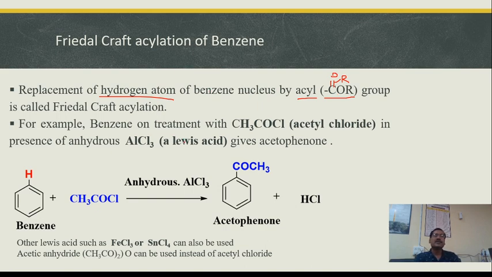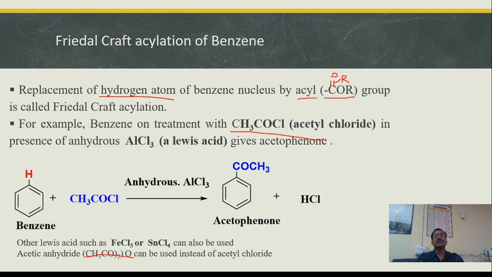So what can be a source of acyl group then? The source of acyl group can be acetyl chloride or it can be acetic anhydride. So an acid derivative where you have some leaving part, you can use it as a source of an acyl group.